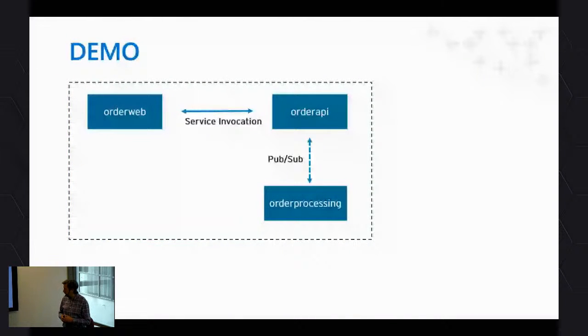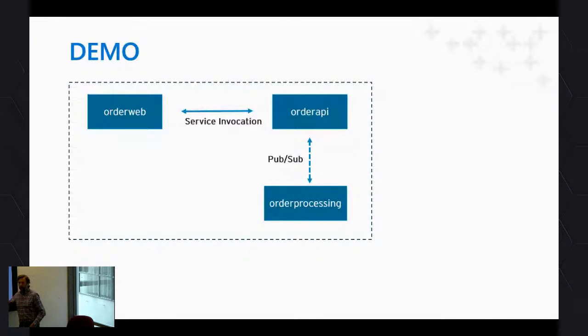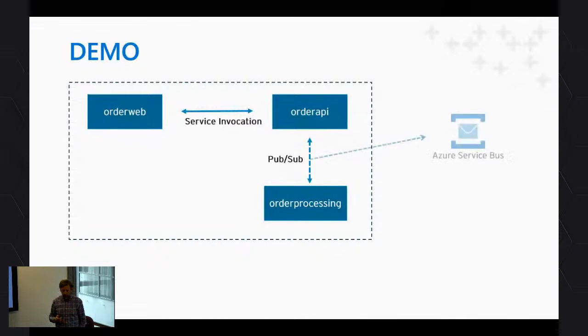It's a super simple application. It's available online somewhere, and I have a link at the end. It basically consists of three parts. There's a web application, which will call an API. The API will use PubSub to publish an order, and then we have an order processing background service, which will consume those messages. In this case, I will use Azure Service Bus for that PubSub communication.